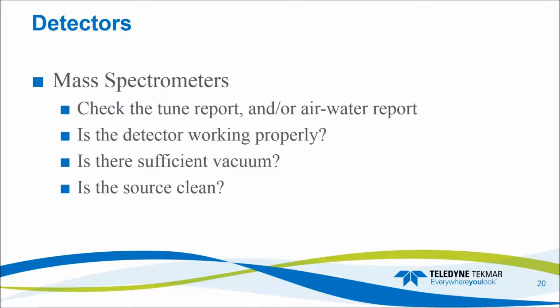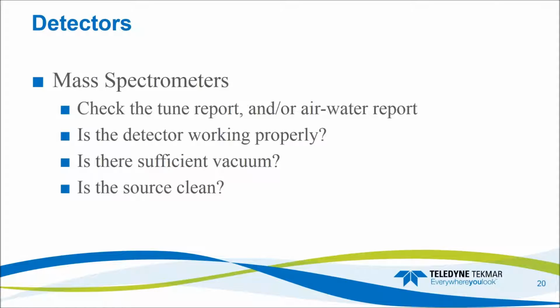Okay. So if the issue doesn't live in your solvents and it's not in your various shared consumables, then let's start with the detector and we'll work our way back through the chain. So in the case of mass spectrometers, check your tune reports. Is the detector working properly? Is it leak tight, or do you have a small leak? Do you have sufficient vacuum, or is your pump going bad? And is the source clean? Does it show signs of being contaminated, or does it need to be cleaned?